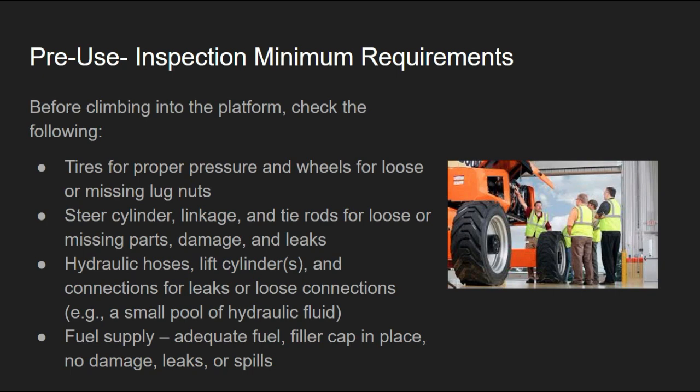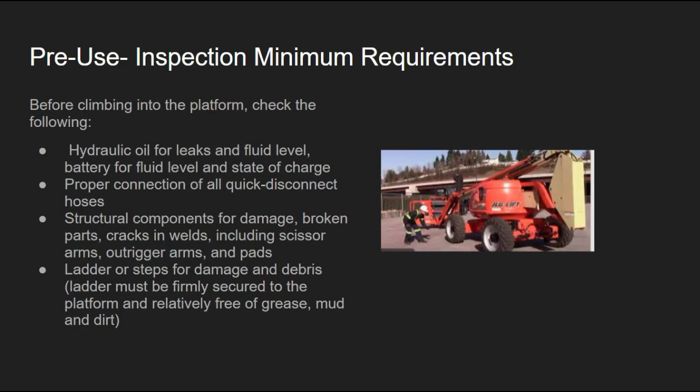Before climbing into the platform, you want to check for the following. Check your tires for proper pressure and make sure the wheels are not loose or missing lug nuts. Check your steer cylinder, linkage, and tie rods for loose or missing parts, damage, and leaks. Check your hydraulic hoses, lift cylinders, and connections for leaks or loose connections. An example of this would be a small pool of hydraulic fluid. And check your fuel supply. Make sure that there's adequate fuel, the filler cap is in place, and there's no damage, leaks, or spills.